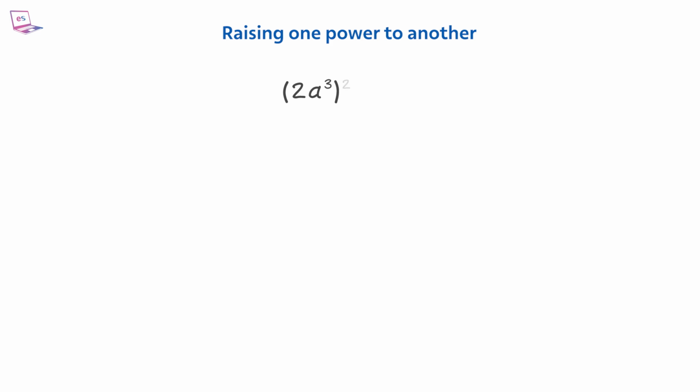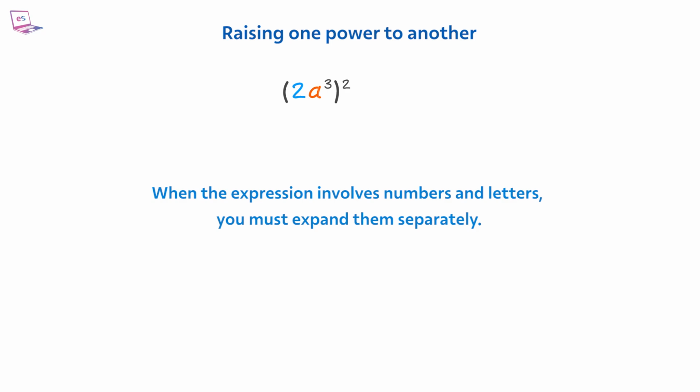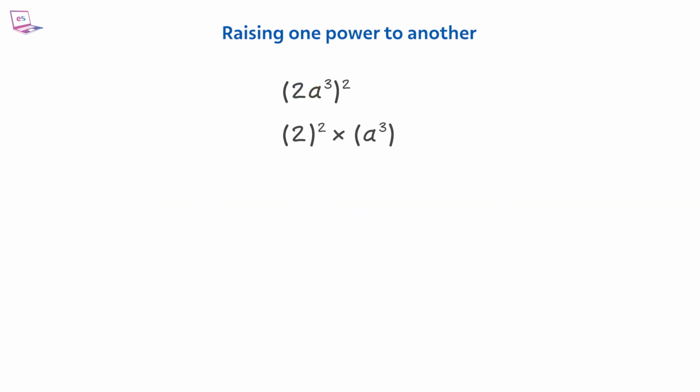(2a³)². When the expression involves numbers and letters, you must expand them separately. 2² times (a³)². Let's simplify the number term first. 2² is 2 times 2, which is 4.